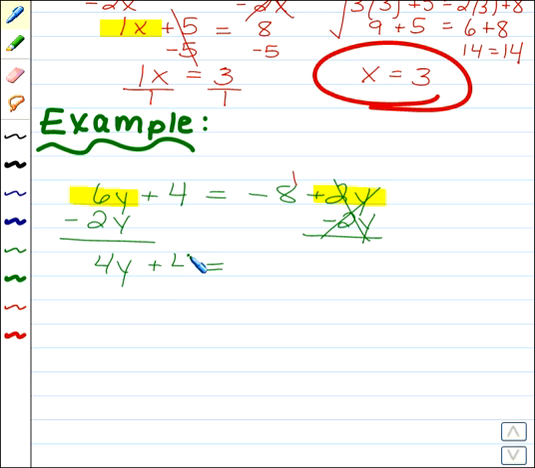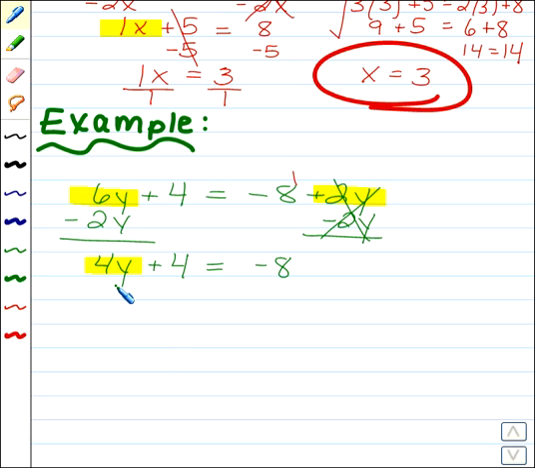Bring down my constants, and I have negative 8. And we did what we needed to do there. We got that y just on one side of the equation, simply by subtracting that whole term. The second step is to get the constants on the same side.